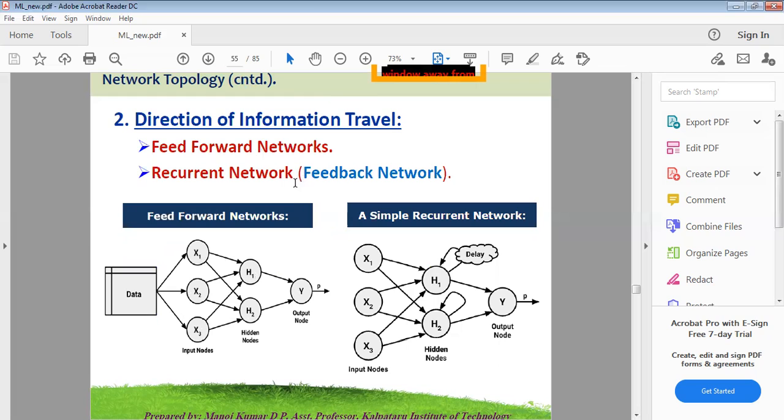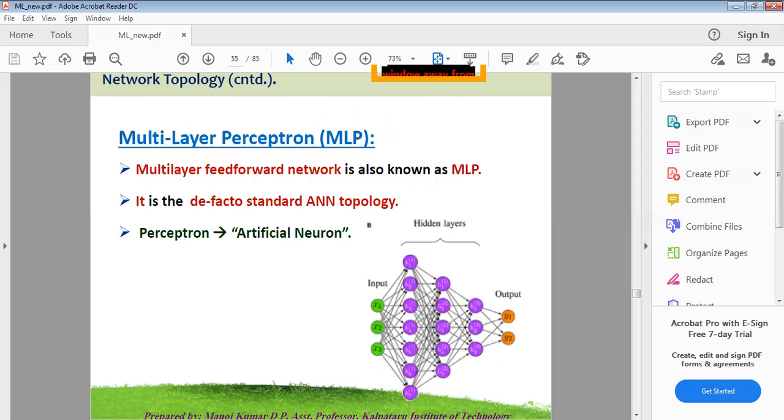Understood. Now you come to the feedback, that is the recurrent network. Now you see all the data are moving, but you have a delay in H1. So you can have a loop, or you can go from H1 to X1 and H1 to X2 also, or even H2 to X2 and H2 to X3 also. Recurrent means backward. So feed forward network and feed backward network. So those are the two types of network topologies.